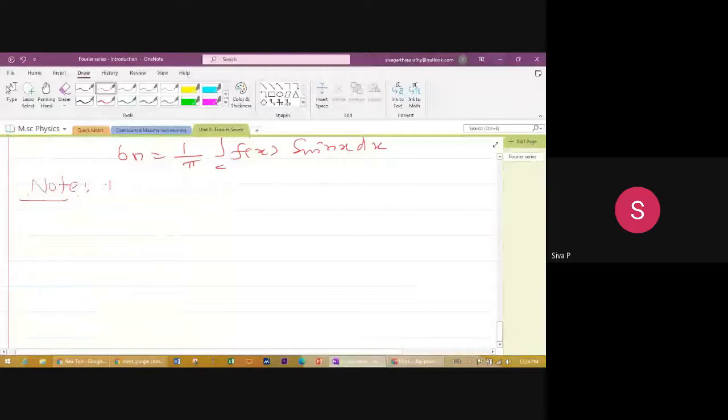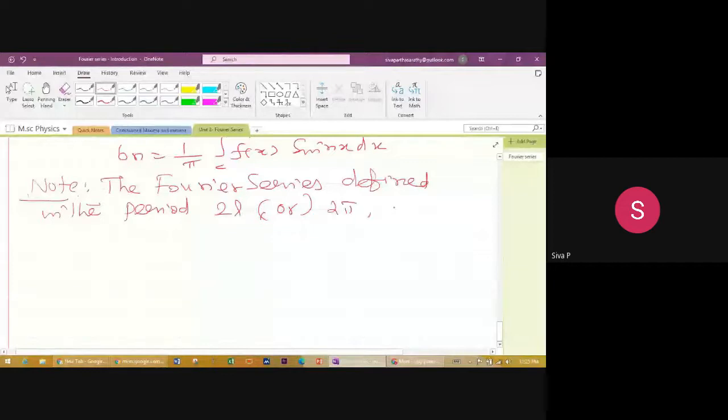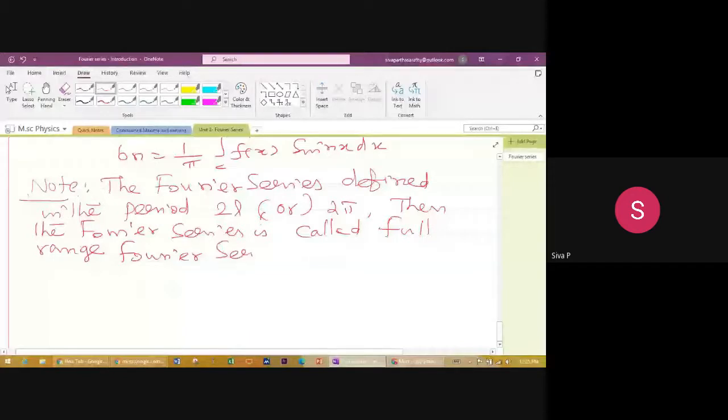The Fourier series, if it is defined in the period 2l or 2 pi, then the Fourier series is called the full range Fourier series. That is note 1.